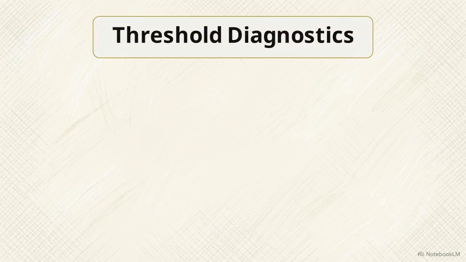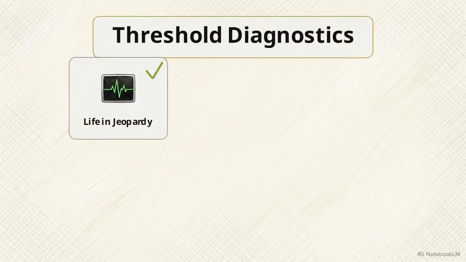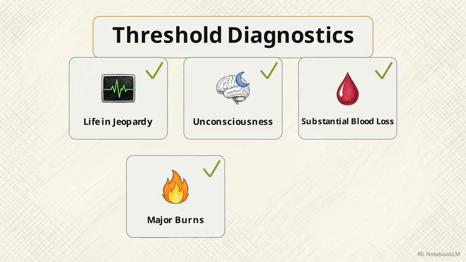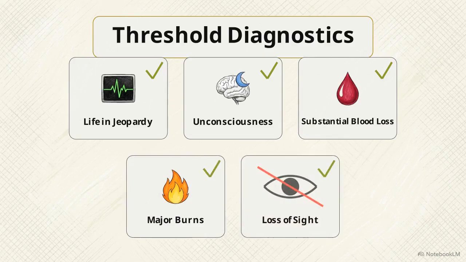This matrix outlines the exact parameters of a critical injury. Under the OHSA, this means an injury that places life in jeopardy, produces unconsciousness, results in substantial blood loss, major burns, or causes loss of sight.